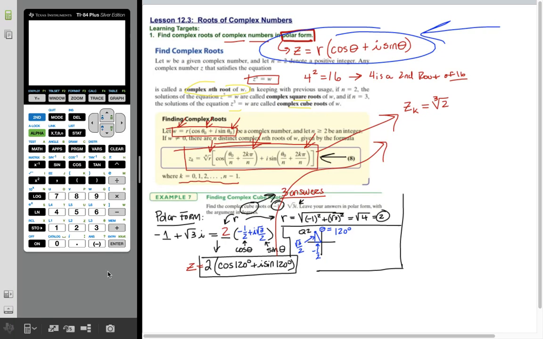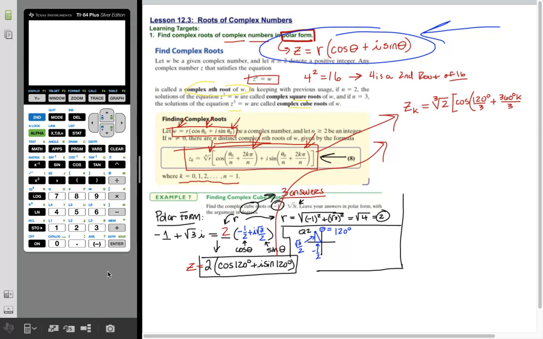that's the cube root of 2, and I'm going to take the cosine of 120, and divide that by 3 because we're doing the cube root. So the angle measure gets divided by 3. And I'm going to do plus, instead of 2 pi k, 360k. So that's going to look like this: 360 degrees times k, also over 3.